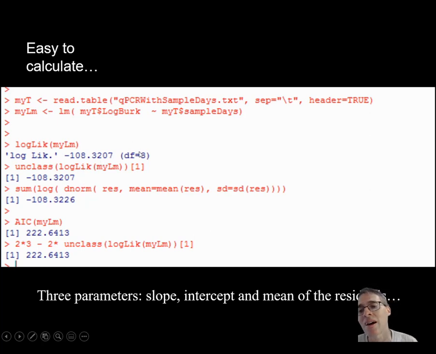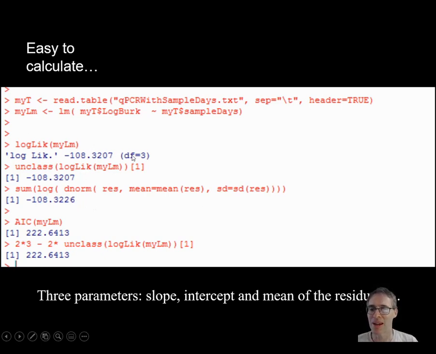Now here it's 3. You might think, well, this is a simple linear model. It only has slope and intercept. But in these calculations of the likelihood, there is a third parameter that you estimate, which is the variance of the residuals. Right. So that adds a third parameter that's here. And so we have the log likelihood calculated either manually or calculated by just saying logLik in R.